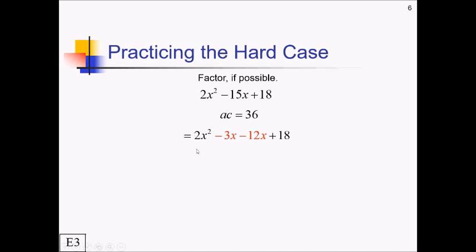So I can take an x out of these first two terms, leaving me with 2x minus 3. And I can take a negative 6 out of these next two terms, leaving me with 2x minus 3. Now I factor out that 2x minus 3 that they share, and the x minus 6 leftovers go into parentheses next to it, and this thing is factored out.